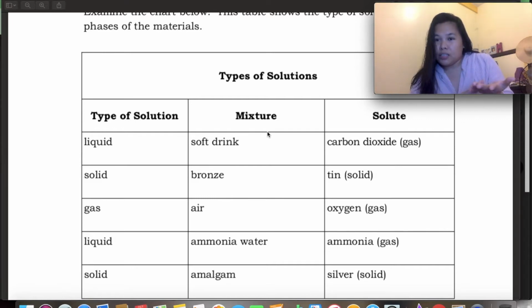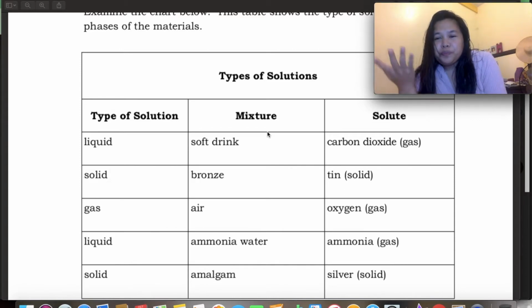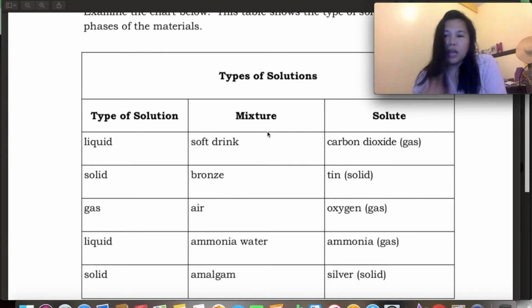Powder is a solid, right? Then the solute can be of any phase, any matter, whether liquid, solid, or gas. And then the solvent is obviously a liquid, and the universal solvent, as we call it, is water. So again, the formula of our solution is the solute plus the solvent equals the solution.